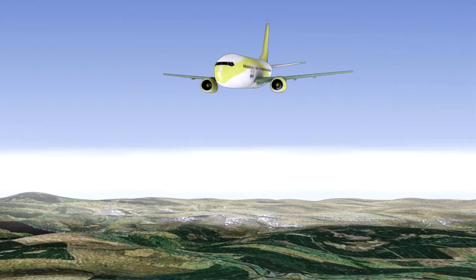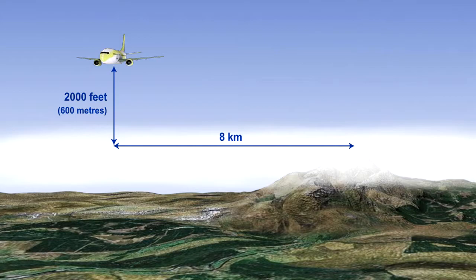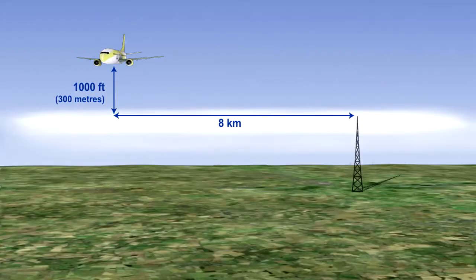These are that an aircraft flying in accordance with the instrument flight rules over mountainous areas or high terrain is to remain at least 2,000 feet or 600 meters above the highest obstacle located within 8 kilometers of the estimated position of the aircraft. Elsewhere than over high terrain or mountainous areas, IFR flights are to remain at least 1,000 feet or 300 meters above the highest obstacle located within 8 kilometers of the estimated position of the aircraft.